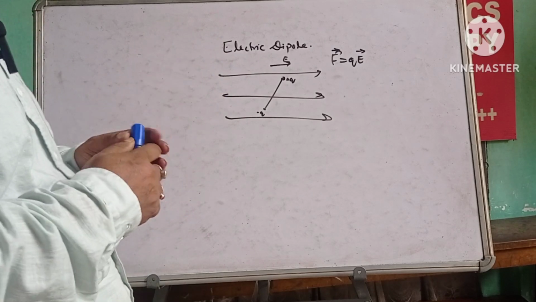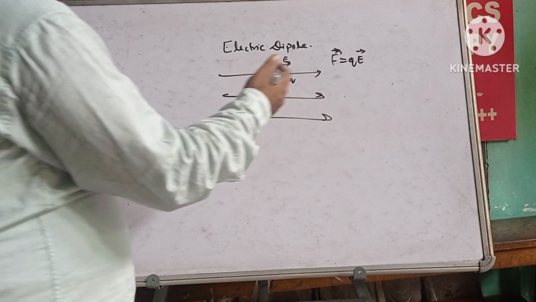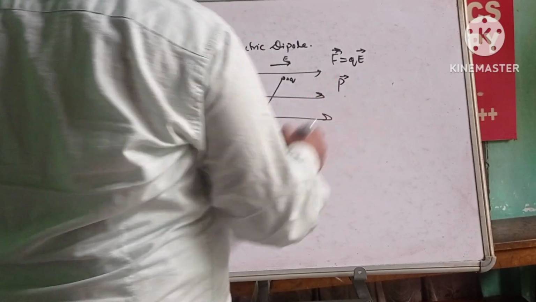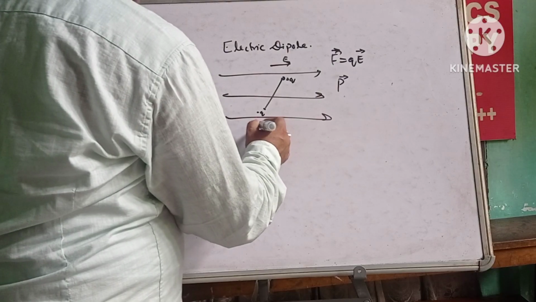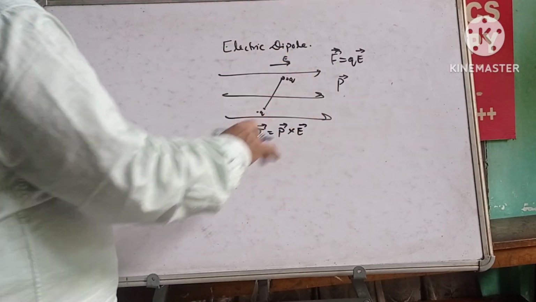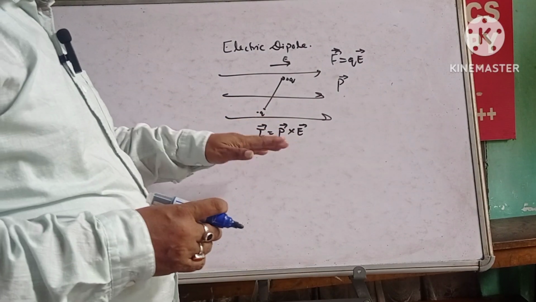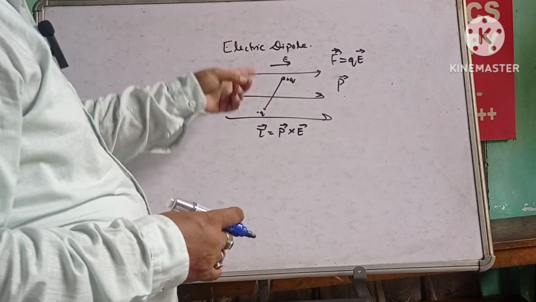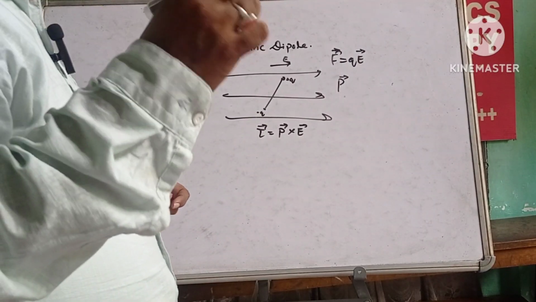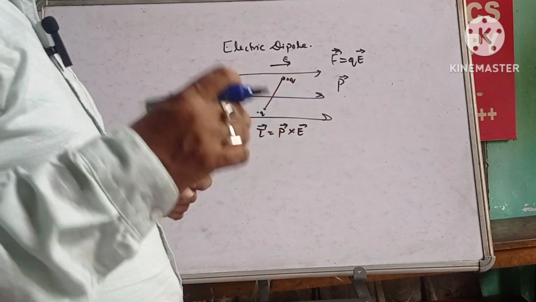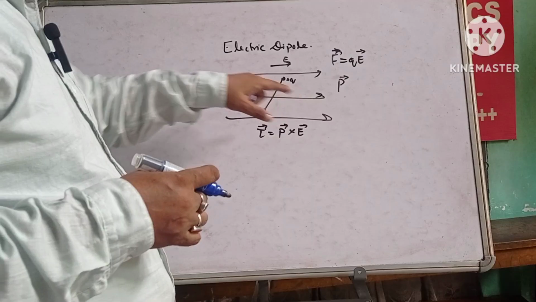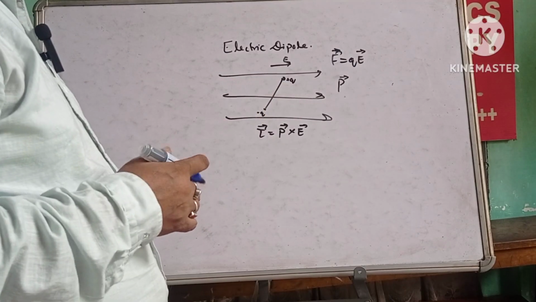perpendicular to it. Because this is an electric dipole, it will have a dipole moment P, so your torque is equal to dipole moment cross electric field. If this is in the plane of the paper, horizontal, then the torque will be perpendicular to the plane and it will rotate. You have learned in class 11 that the effect of torque is to rotate. It will rotate the dipole either parallel to the electric field or anti-parallel to the electric field.